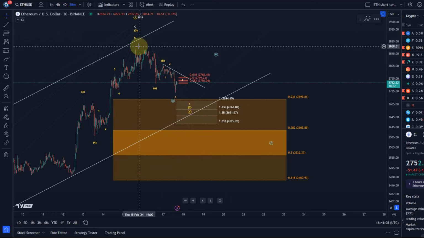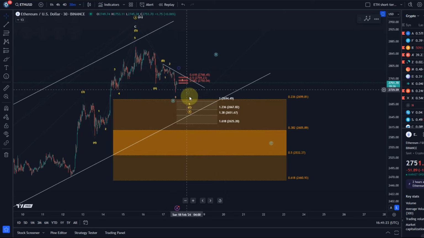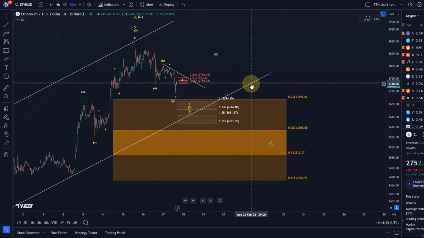And we have the A wave complete and the B wave complete. So the standard target for a C wave here is between 2,625 and 2,694. In all likelihood, I'd like to see the price get there. Of course, it can always turn early, but then it would take the less probable path. Then I would have to adjust.